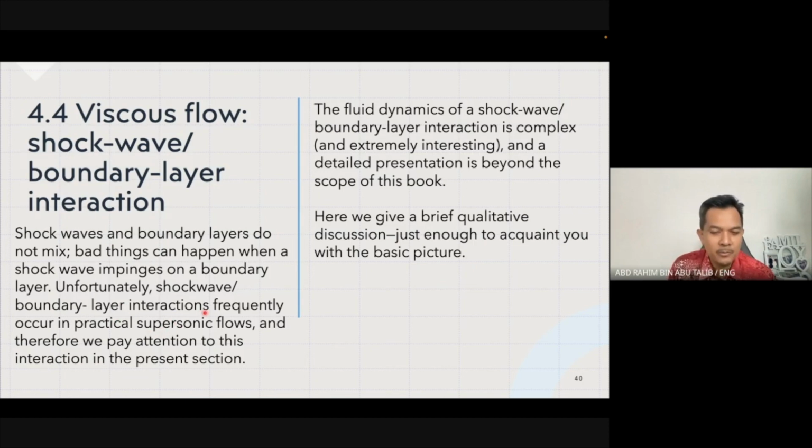Unfortunately, shock wave boundary layer interactions frequently occur in practical supersonic flow. So ideally it is not happening; we want to make sure it is not happening. But for the real case or practical situation, it is happening. And therefore, we want to pay attention to this interaction in this last section. So the fluid dynamics of a shockwave boundary layer interaction is normally complex, and of course it is extremely interesting to look into the matter, but a detailed presentation is beyond the scope of this book by Anderson. So it is not being covered in detail. However, the author, Professor Anderson, tries to provide a brief qualitative discussion that we are going to discuss today.